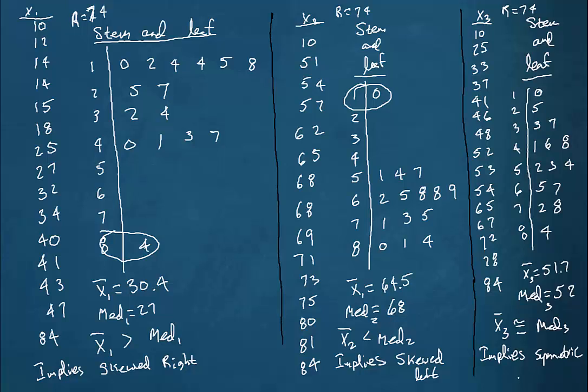So the things to notice here then is that if we have a data set that is skewed right, then the mean will be greater than the median. If the data set is skewed left, the mean will be less than the median. And if the data set is symmetric, the mean will be equal to the median.